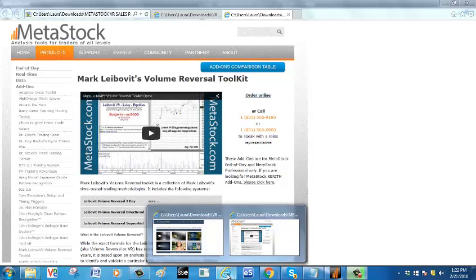The volume reversal toolkit is available on a 1-month free trial here at Metastock, and it provides 3 versions of the volume reversal: the sequential, directional, and 2-day. We use the sequential on these videos, which post all positive and negative volume reversals.